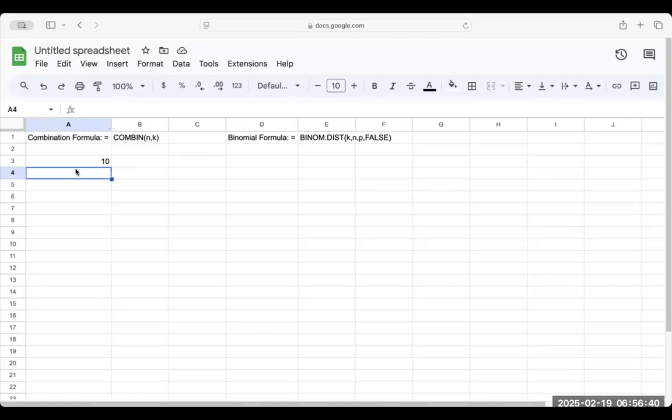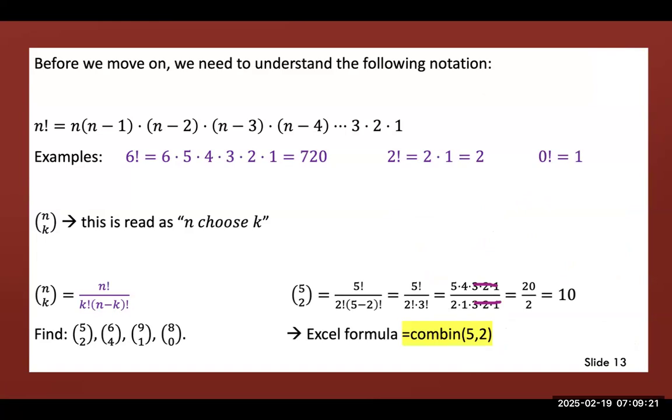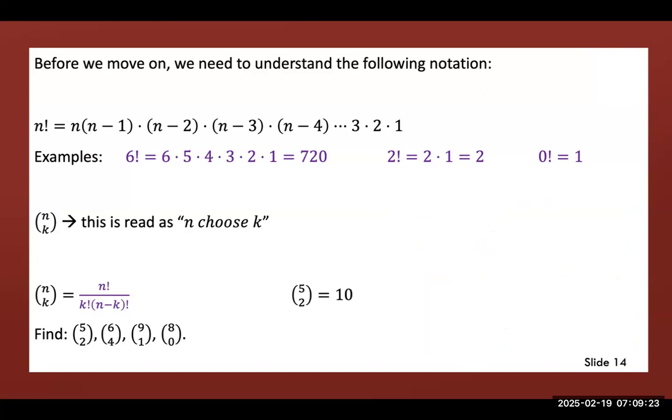Let's try another one. Let's do 6 choose 4 because that's the next option we'll see in the PowerPoint presentation. So we're going to do equals COMBIN parentheses 6 comma 4. That's 6 choose 4, and we get 15. So 5 choose 2 is equal to 10.